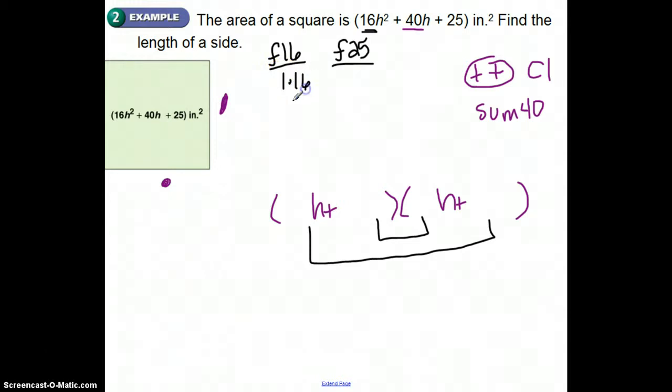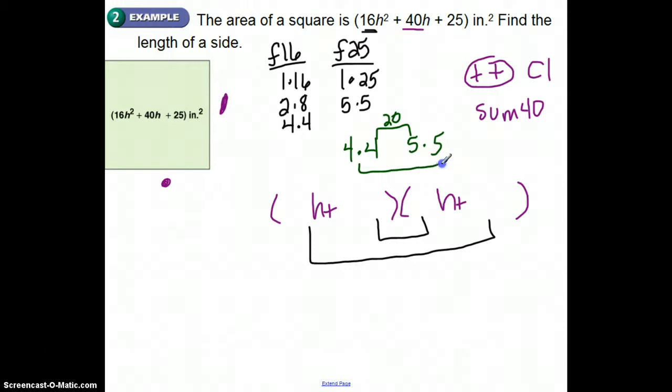So 16 is 1 and 16, 2 and 8, and 4 and 4. And for 25, it's 1 and 25, and 5 and 5. Remember how we said we like those pairings that are identical. So let's try 4 and 4 and 5 and 5. So 4 and 4 is 20 when I multiply it together. Also 20 here. And remember, if I want this to work, these two have to give me this sum.